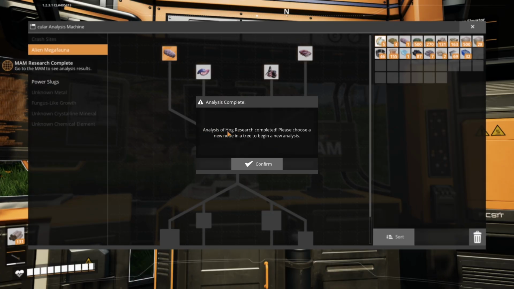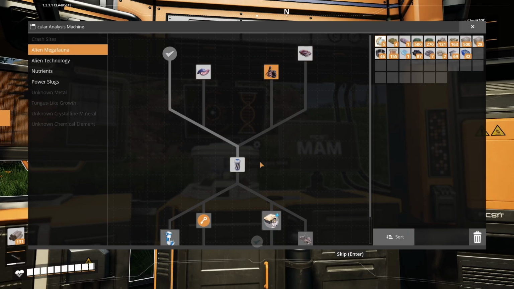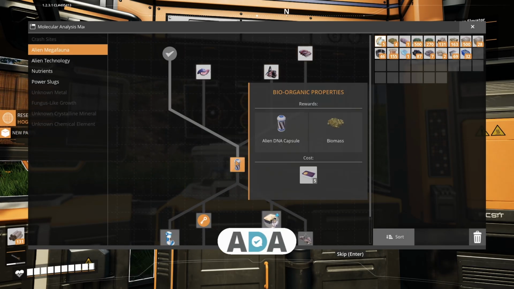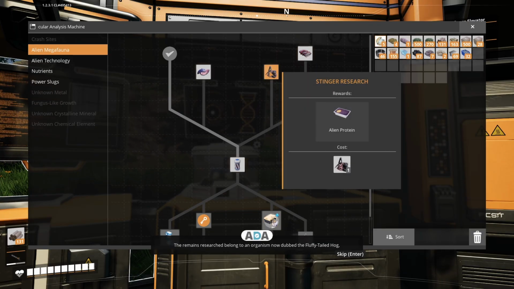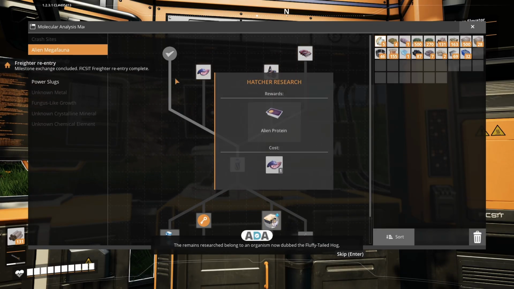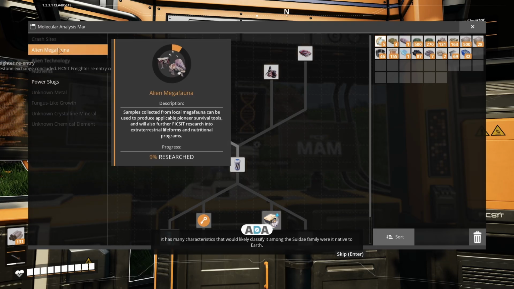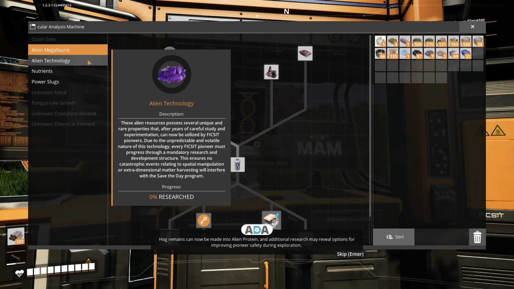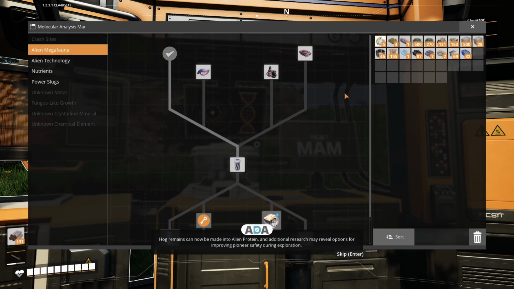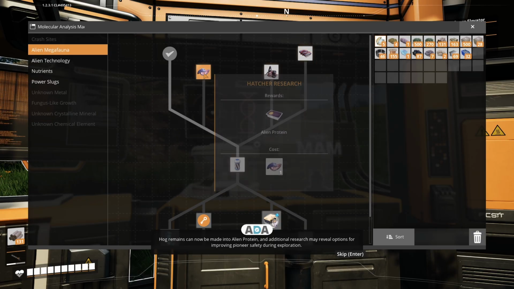Analysis of hog research completed. Please choose a new node in a tree to begin a new analysis. The remains researched belong to an organism now dubbed the fluffy-tailed hog. It has many characteristics that would likely classify it among the Suidae family were it native to Earth. Hog remains can now be made into alien protein, and additional research may reveal options for improving Pioneer safety during exploration.